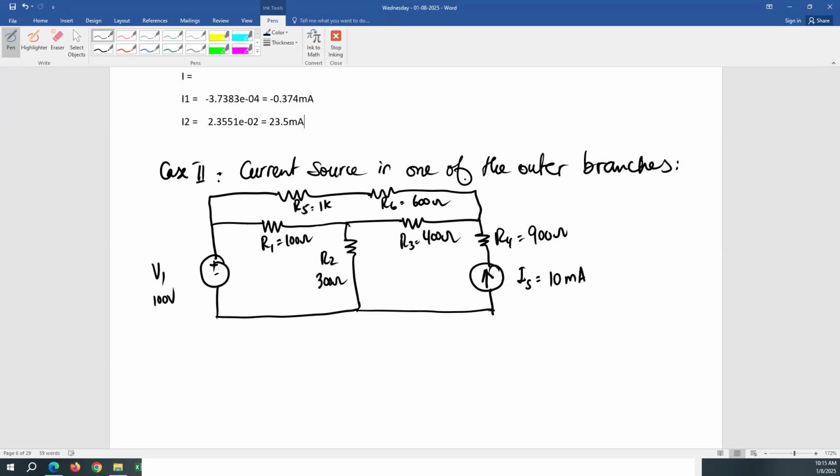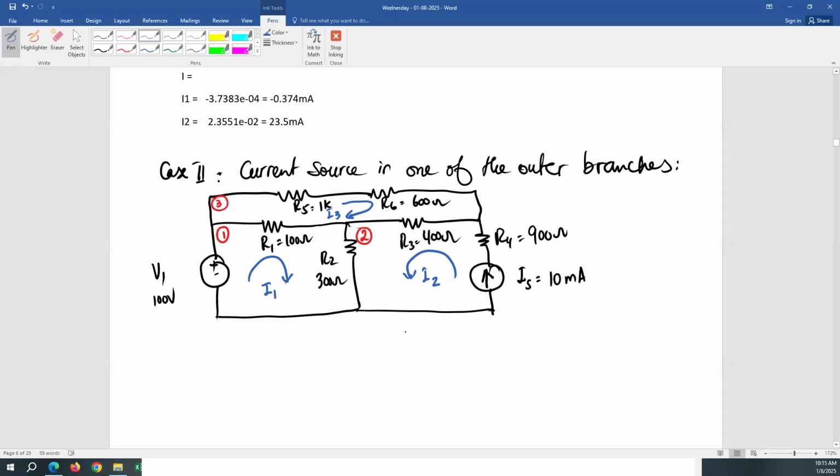Now, this is very simple. Anytime you have a current source in one of the outer branches of any loop, the loop current is equal to the source current. So you already know the current of that loop or mesh, whatever you want to call it. So if we have 3 meshes or 3 loops, you have 1, 2, and 3. So if I assign current I1 here, I assign current I2 here, and I assign current I3 here.